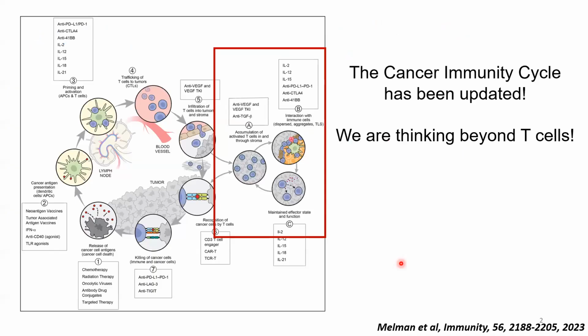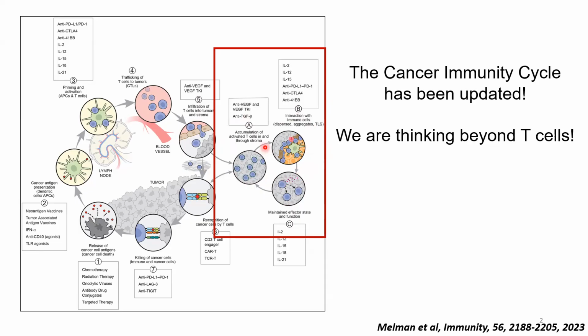Okay, so I would like to highlight first and foremost that the cancer immunity cycle has been updated. Really, we think beyond T cells now, and a big thanks to Dan Chen and Ira Mellman for this update of the cancer immunity cycle that has come out over the last couple of years. What you can see here is that tertiary lymphoid structures have been added into this cycle, really thinking about interaction of immune cells.